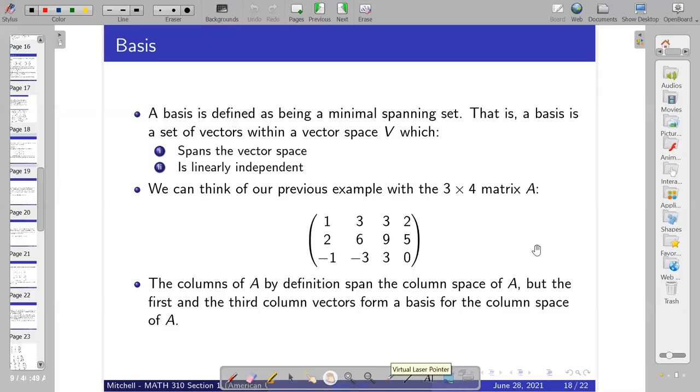So let's see what distinguishes something that is merely a spanning set from something that's a basis. A basis is defined as being a minimal spanning set. What that means is that a basis is a set of vectors within the vector space which spans the vector space and is linearly independent.